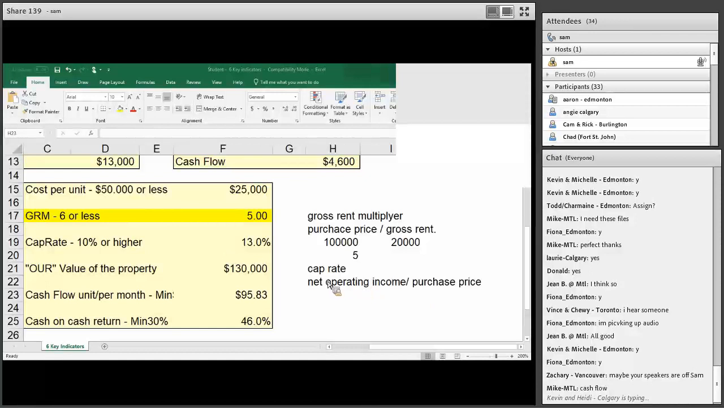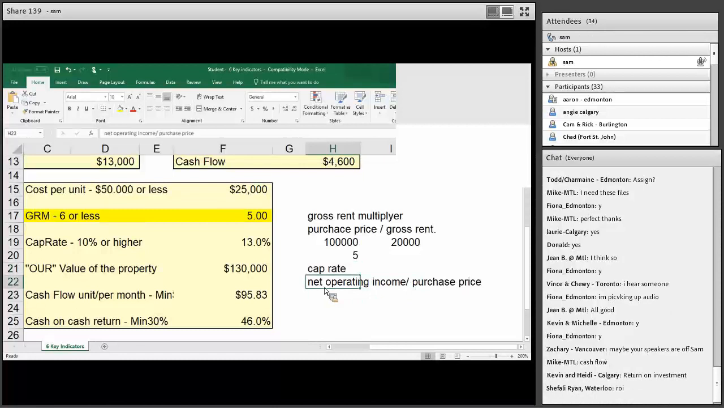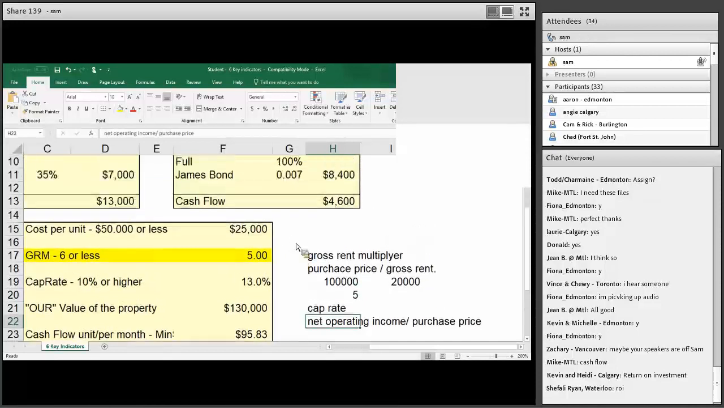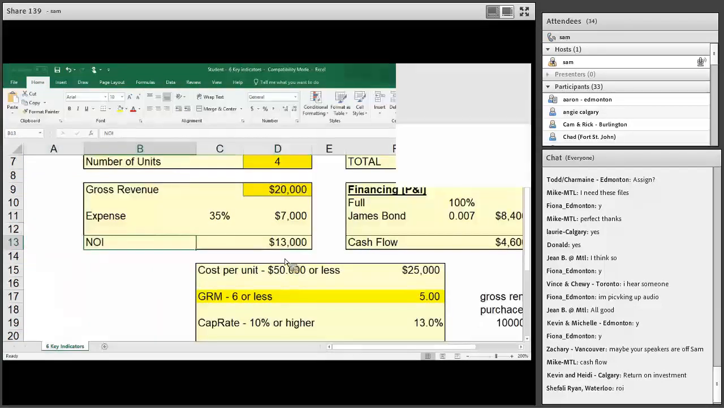Cash flow, yeah, it does help us in cash flow, but again, cap rate is net operating income before purchase price. Now remember something, I want to remind everybody, net operating income does not include carrying costs. So why is that important to keep in mind? Well, the net operating income assumes that we paid off the property completely, which is, in this case, $100,000.